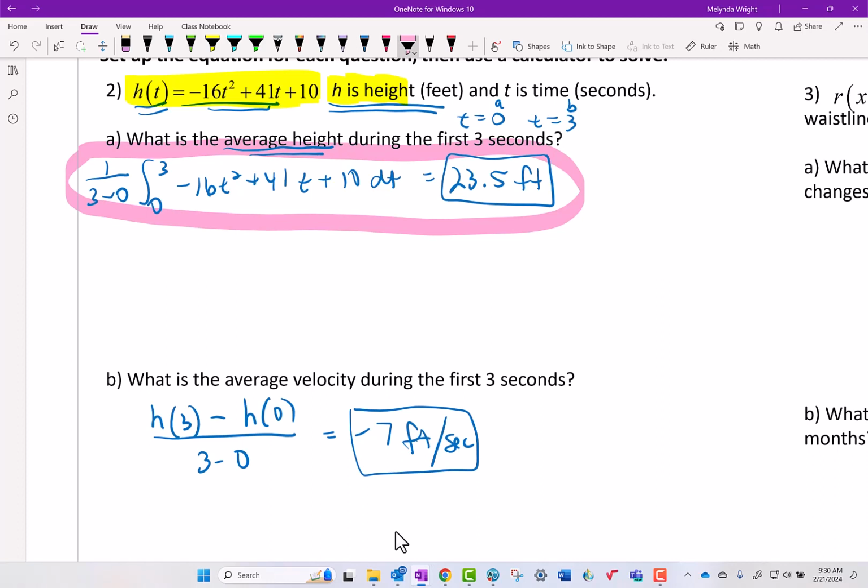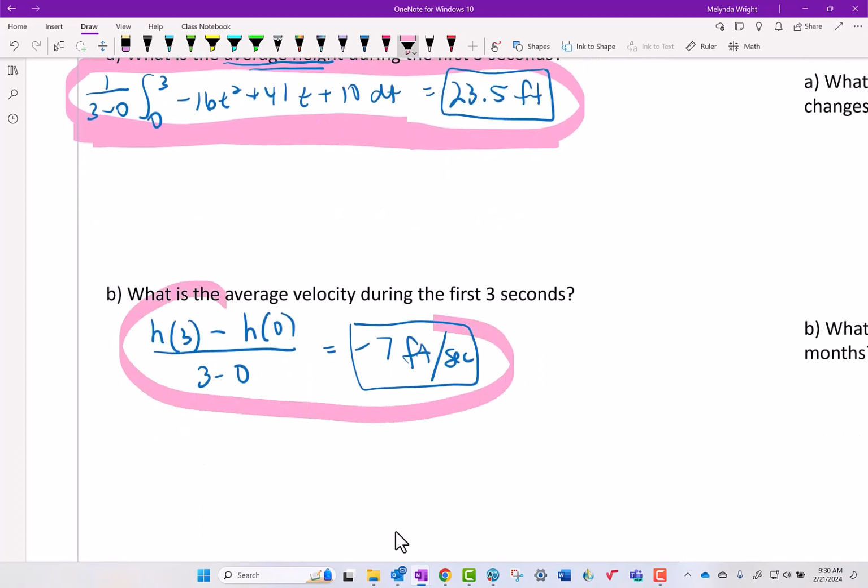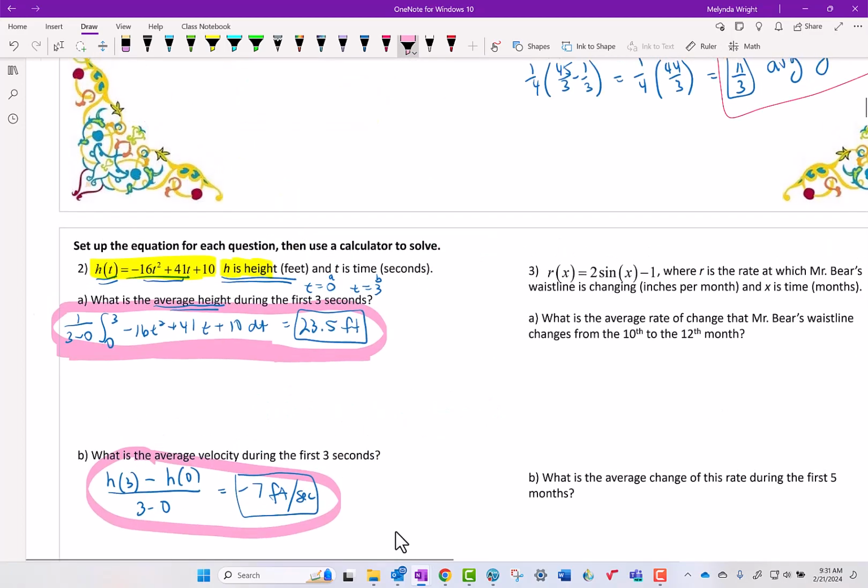I highly encourage you to not do the antiderivative by hand when you have a calculator. But you do have to write out what you're putting in the calculator, like that. You've got to show the formula. You've got to write it all out, and then you're fine. Okay, so now let's look at the next one.